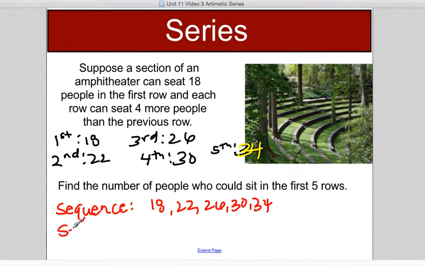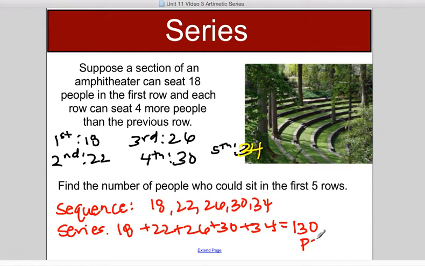Okay, a series is when you take those numbers and add them together. So 18 plus 22 plus 26 plus 30 plus 34. So that's the difference. A sequence is just listing the pattern. A series is actually adding them together. If you add all of these numbers together, you will get 130 people.